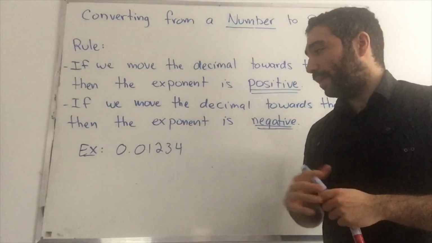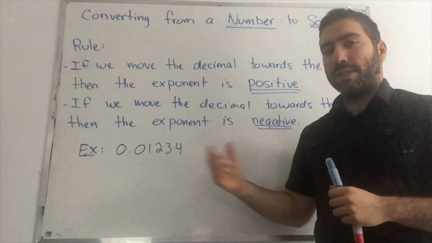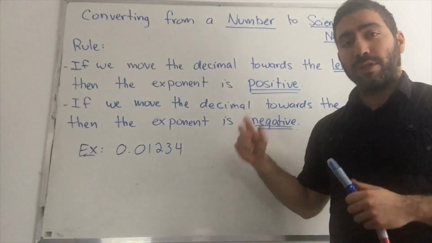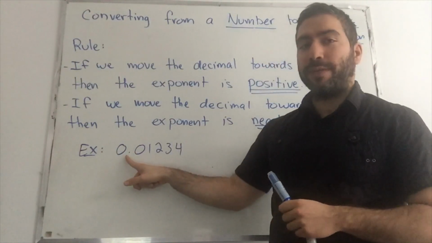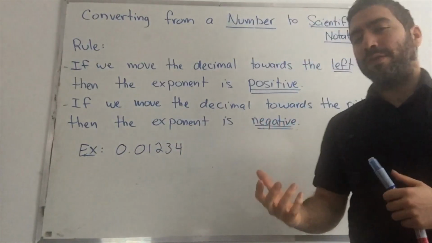Now in this example here, we're given the number 0.01234. This is a number, it's written in decimal form. We want to convert this to scientific notation. We do the same game. Where is the decimal currently located? Here it's actually given to us. It's between the zeros. We have our decimal here. Where do we want the decimal to be?